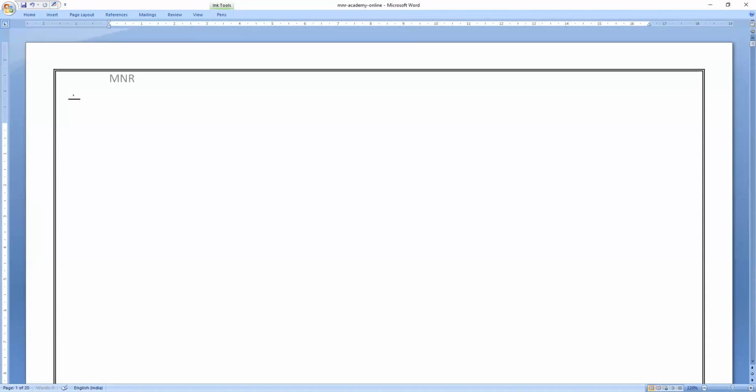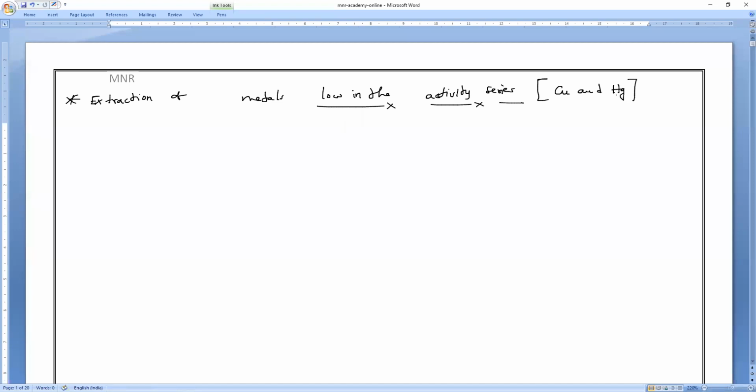Extraction of metals low in the activity series. So for this, what are the examples, guys? I told you, low in the activity series means you have to make two examples according to the book. What are they? One is copper, another one is mercury.